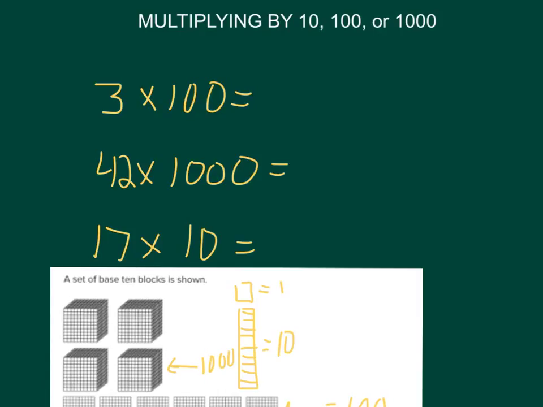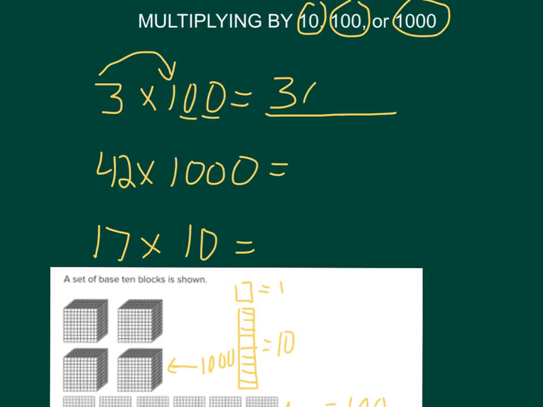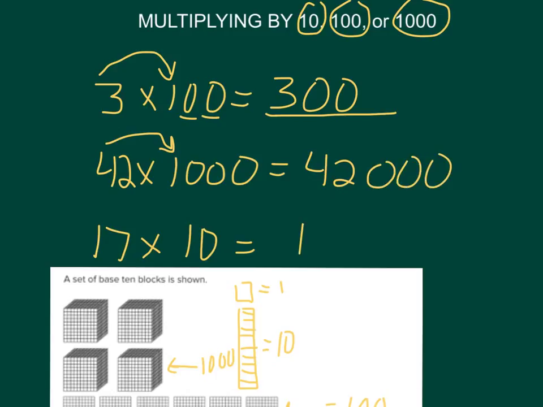We've already learned that when you're multiplying by powers of 10, which are these numbers, 10, 100, 1000, you just multiply the non-zero digits, like 3 times 1, which is 3, and add on the zeros, so 2 zeros. So that's 300. So 42 times 1000 would be 42 times 1, which is 42, with the 3 zeros. 17 times 10 would be 17 times 1 plus the 0. Okay? But the problems are going to get more difficult.